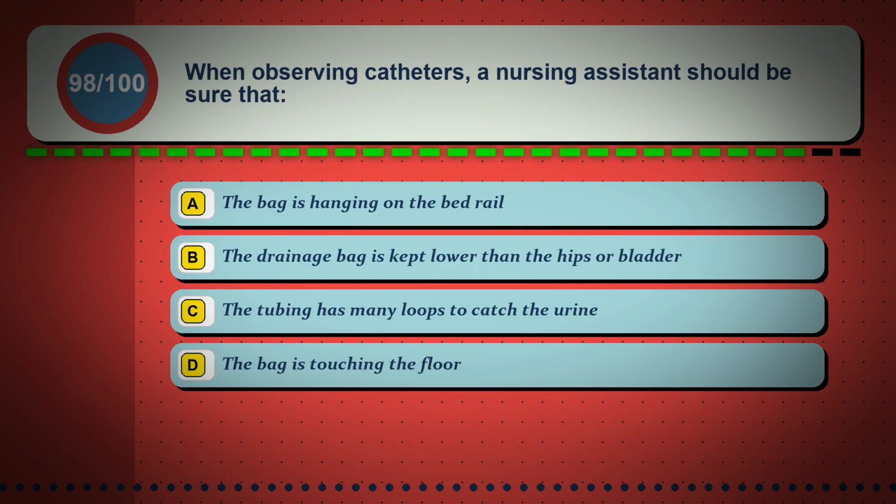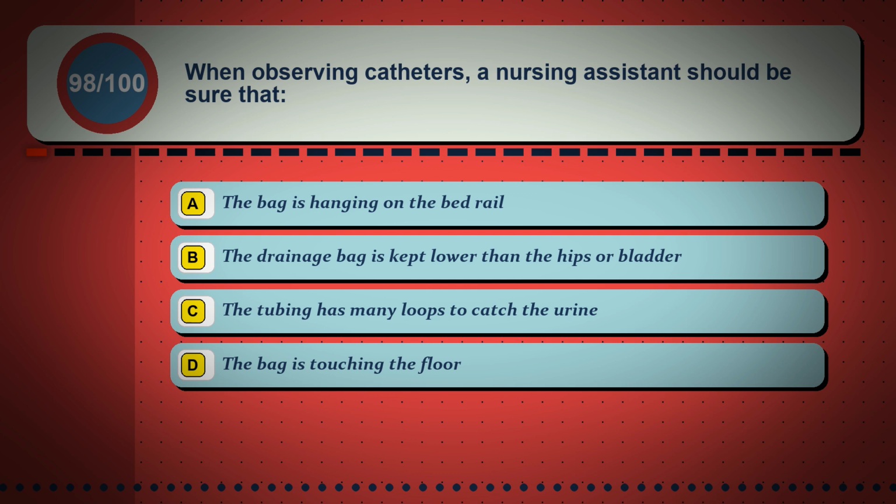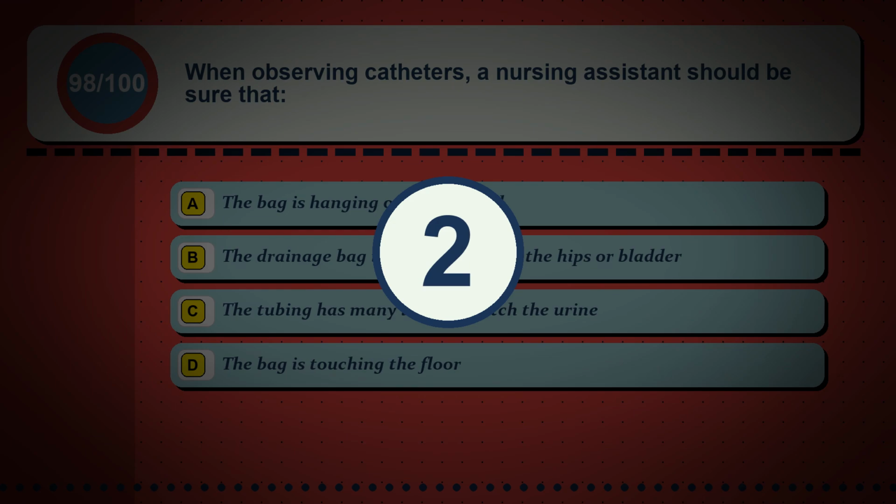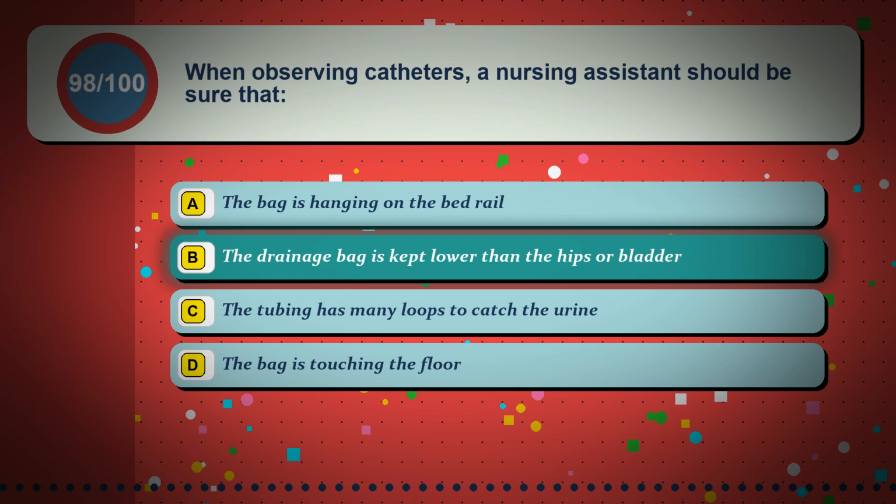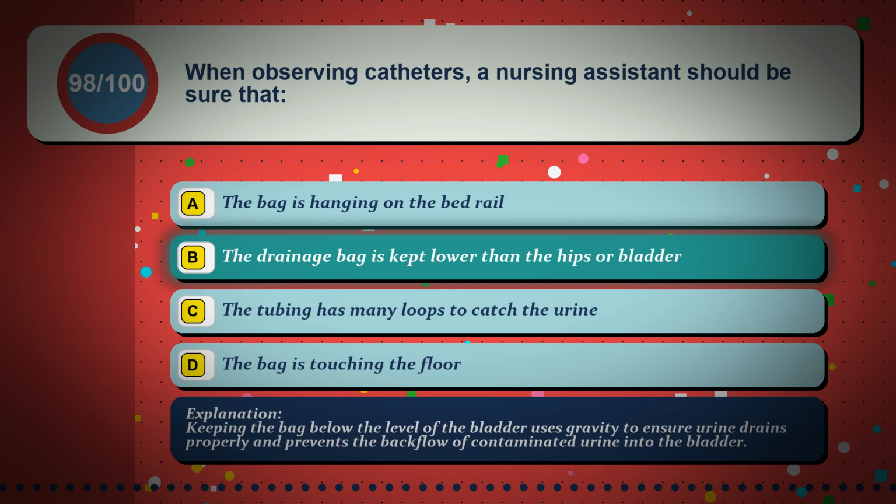Question 98. When observing catheters, a nursing assistant should be sure that: option A, the bag is hanging on the bed rail. Option B, the drainage bag is kept lower than the hips or bladder. Option C, the tubing has many loops to catch the urine. Option D, the bag is touching the floor. The correct answer is option B, the drainage bag is kept lower than the hips or bladder. Keeping the bag below the level of the bladder uses gravity to ensure urine drains properly and prevents the backflow of contaminated urine into the bladder.